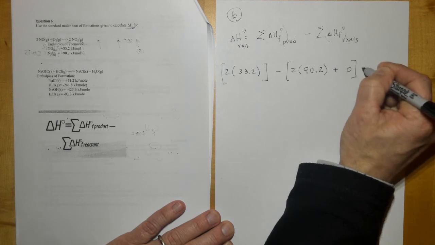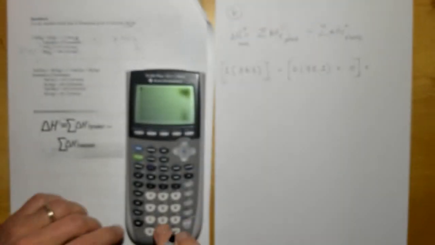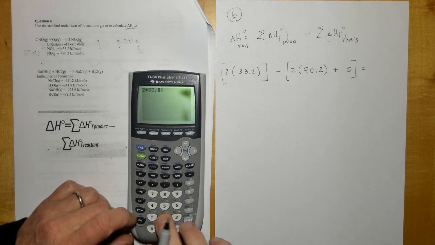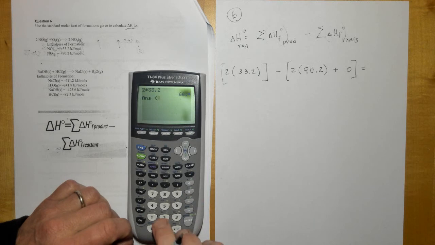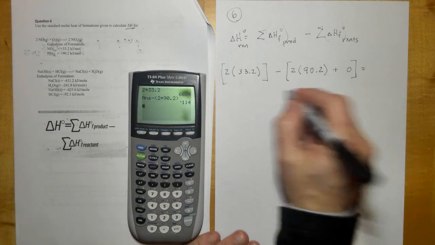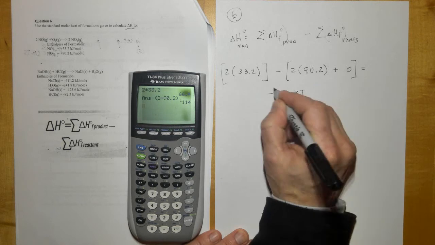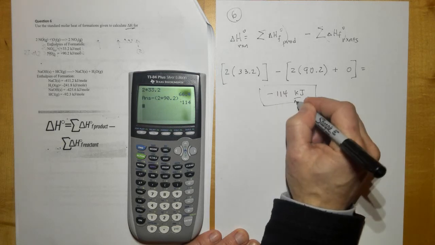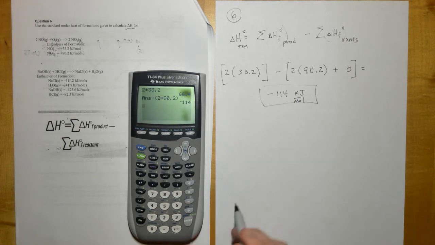So now we need to do a little math on our calculator. 2 times 33.2 equals, minus 2 times 90.2. Enter. We get negative 114 kilojoules per mole for the reaction. Letter B, or the second one.